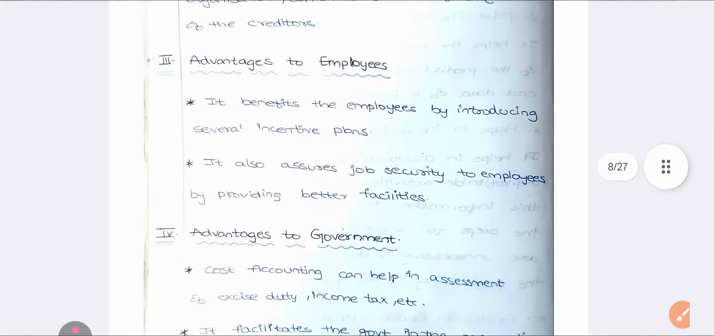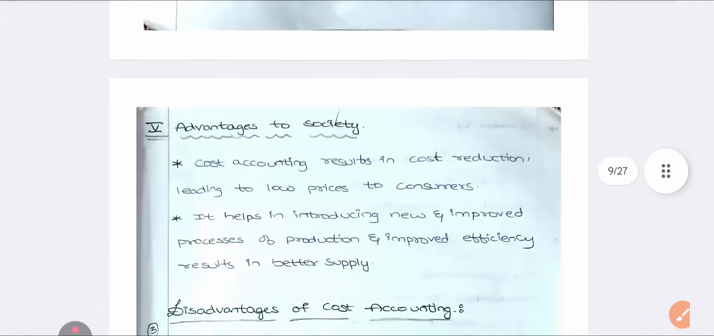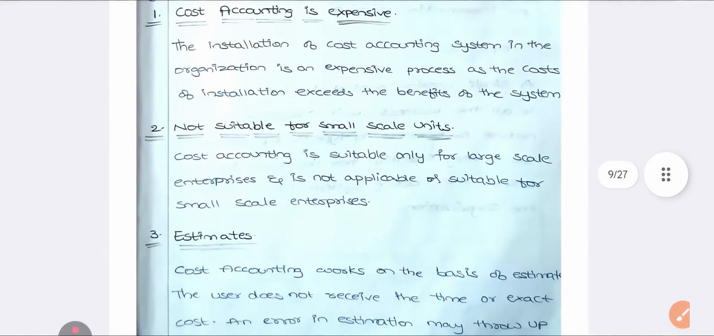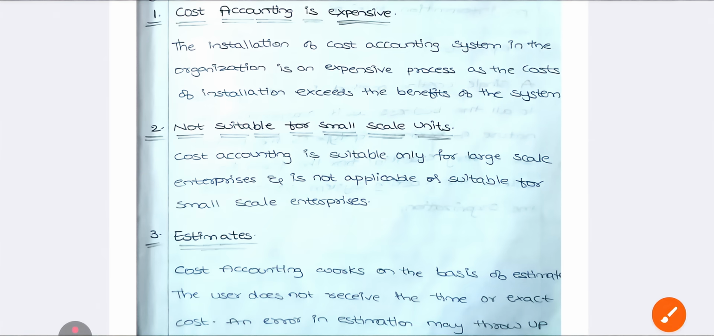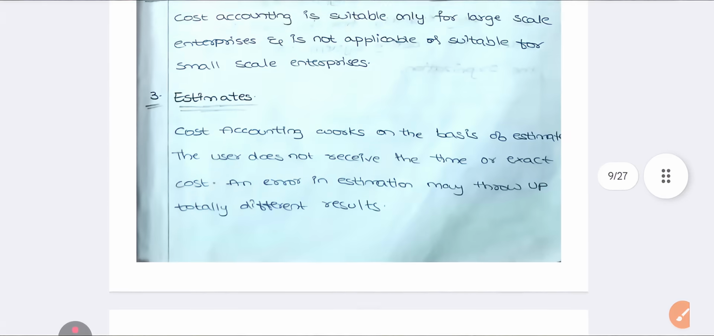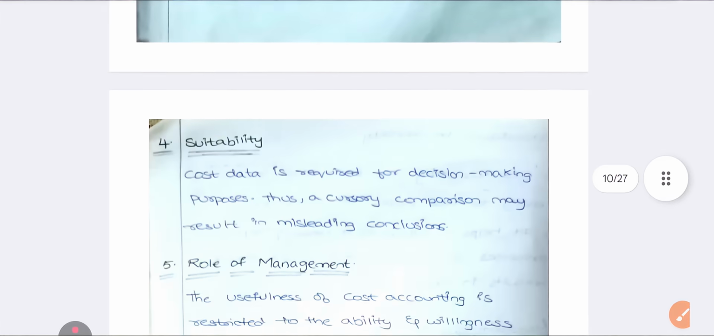Any 5 to 6 or 6 to 7 side headings you can generally write in your examination. No need to learn this by heart. Generally, whatever you have understood, just put it on the paper. Clear? And what are the disadvantages? There are only 3 disadvantages. First one is it is expensive and it is not suitable for small businesses or small industries. And the estimates, means it will not give the exact price, exact cost, it will just estimate it. Either it might be or it might not be. Okay, so these are the disadvantages.